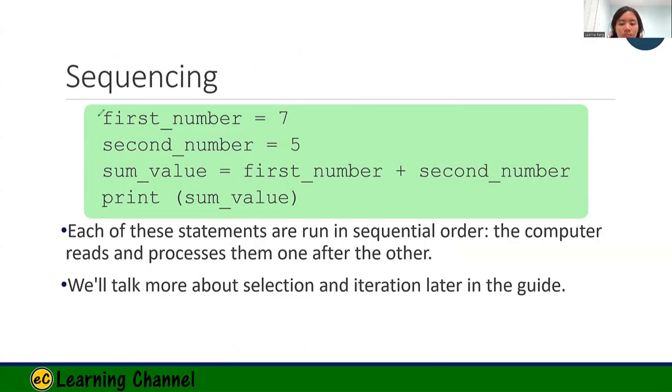So sequencing means that you have step 1, step 2, step 3, step 4. Step by step is called sequencing.